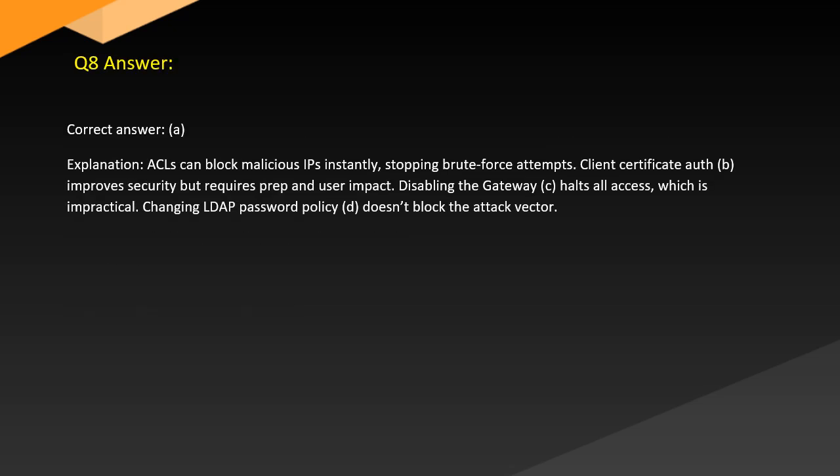Answer. Correct answer: A. Explanation. ACLs can block malicious IPs instantly, stopping brute force attempts. Client certificate auth, B. Improves security but requires prep and user impact. Disabling the gateway, C. Halts all access, which is impractical. Changing LDAP password policy, D. Doesn't block the attack vector.